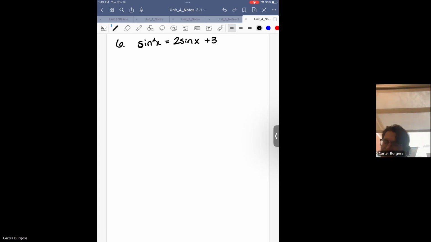So you've got sine squared equals 2 times sine plus 3. What does this look really, really similar to? Almost a completely different type of equation here, minus the fact that everything here is in terms of sine of x. Something squared is equal to 2 times something plus 3. What is that an awful lot like?